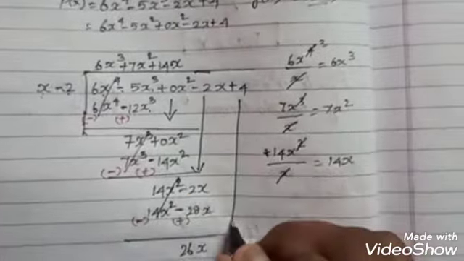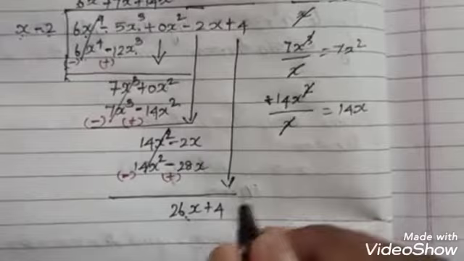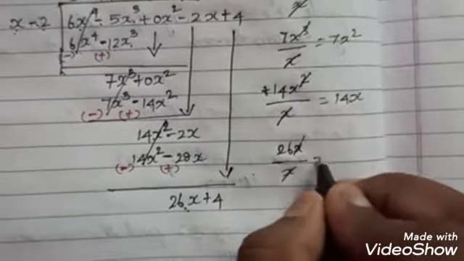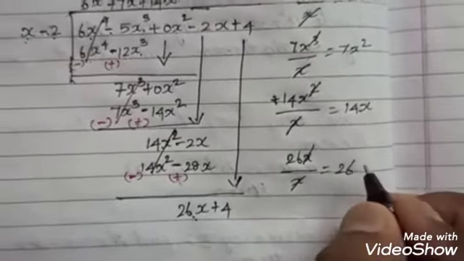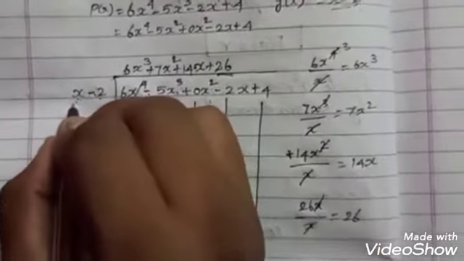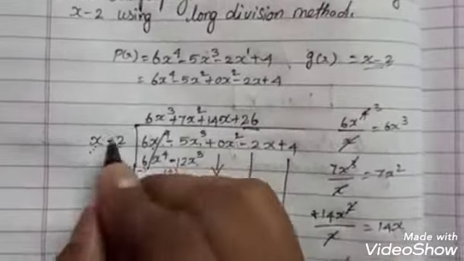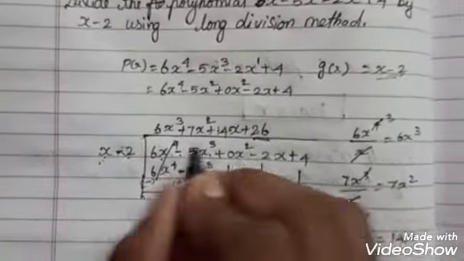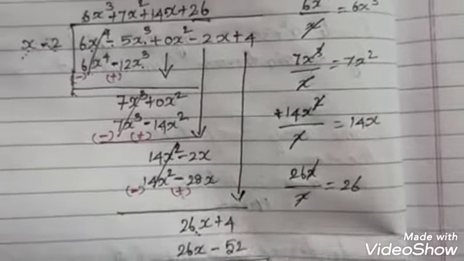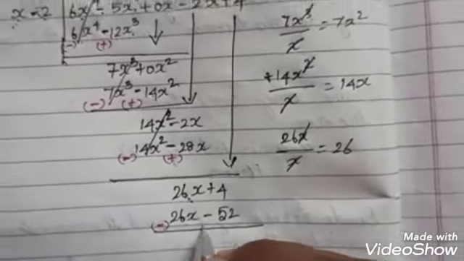Finally you take this last term 4. Now you compare with this, 26x divided by x. x will get cancelled. You got plus 26. So 26 into x, 26x, plus into minus, minus 2 into 26, it becomes 52. Now you know the process. You need to change the symbol. Minus plus.